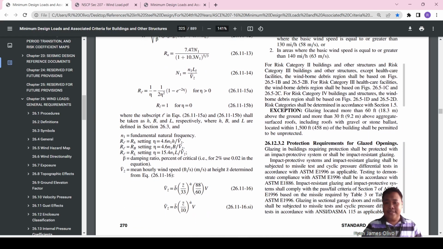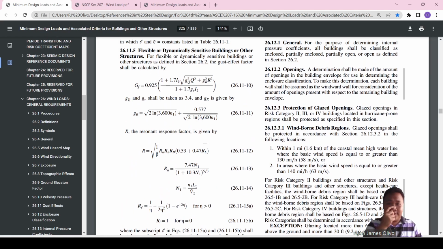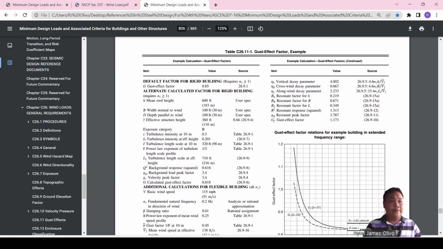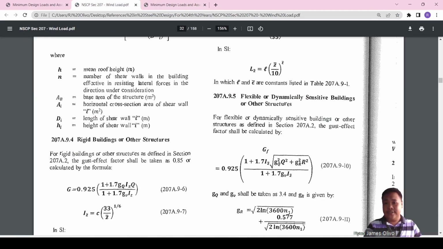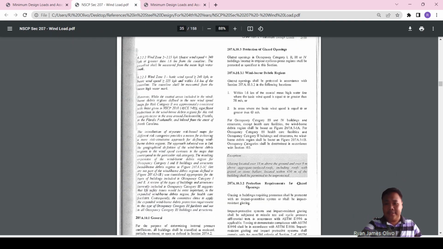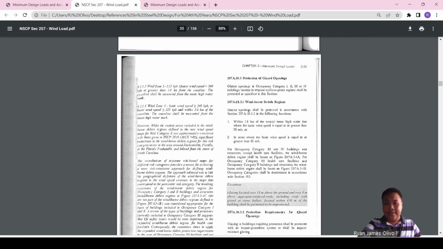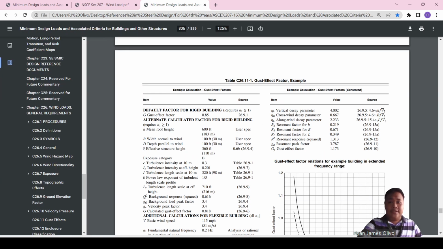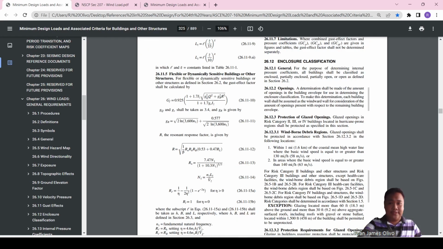So these are the formulas. So I will give you an example here later, and we will try to check our calculation if it's right by using this example calculation in chapter commentary 26 of the ASCE. So also NSCP also has, I don't know where's that part, the sample calculation, but we can use the sample calculation of ASCE.